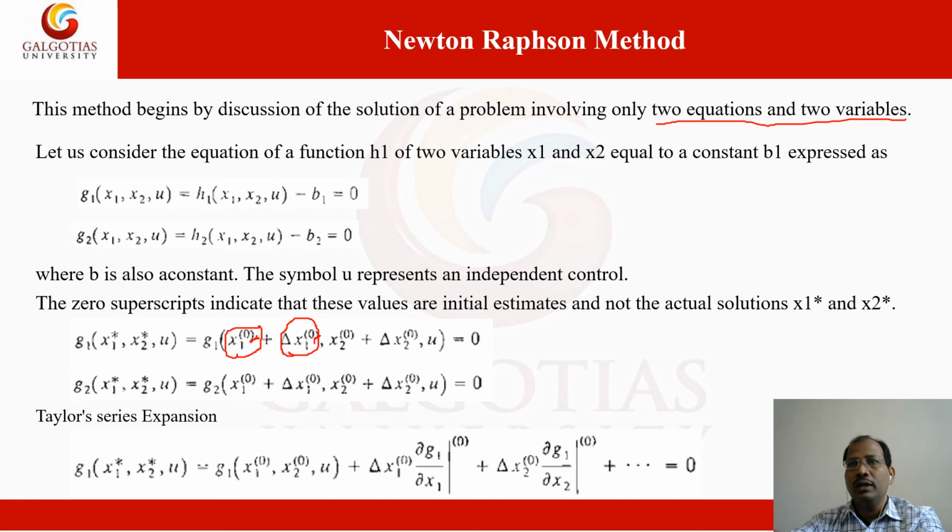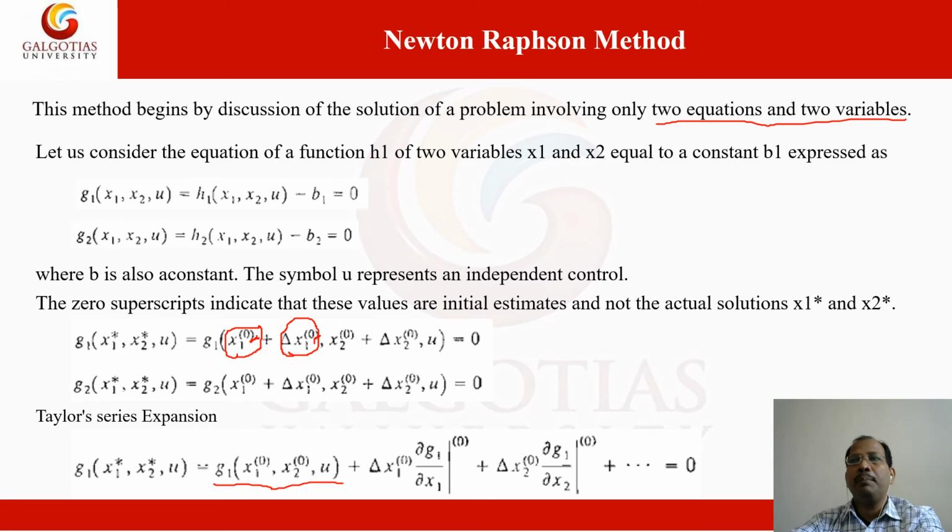Similarly for the x2. Using the Taylor series expansion, we first consider G1, so we are going to expand it. Using the Taylor series, we have G1(x), then the partial derivative with respect to the first variable, then with respect to the second variable, then second order, third order. Here we consider only the first order. We neglect the higher orders, so we get these equations for the G1 function.